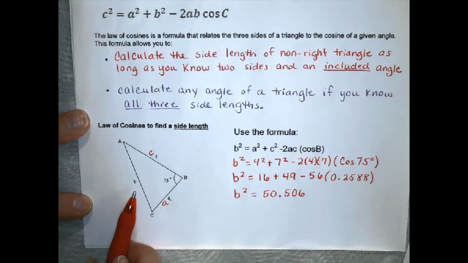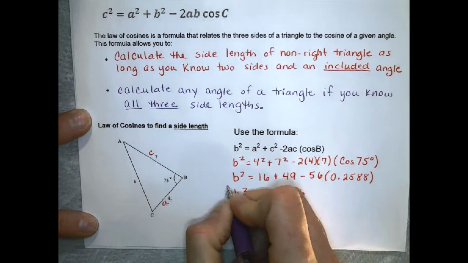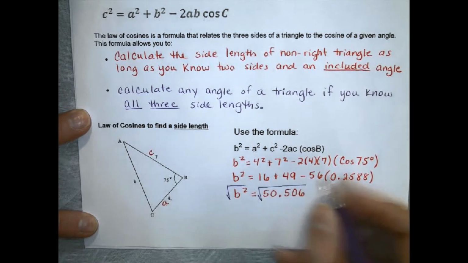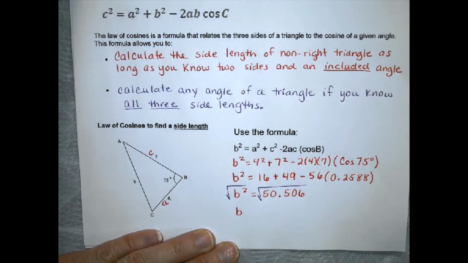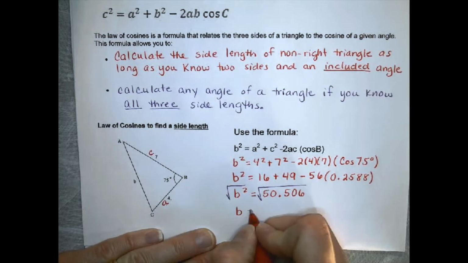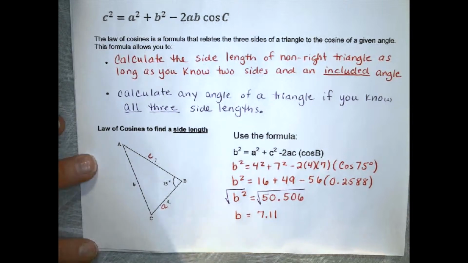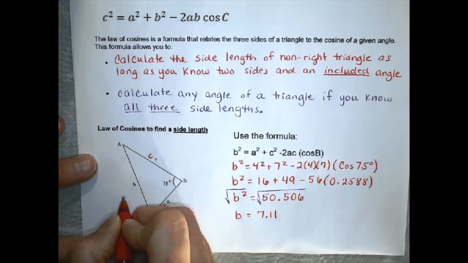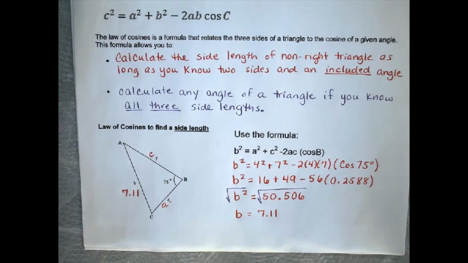But remember, I'm really not interested in b squared, I'm interested in b. So in order to solve that, I'm going to take the square root of both sides. And when I find the square root of b squared, I get b, and I find that the square root of 50.506 is approximately 7.11. So I have now found that side B is actually 7.11 units. And that's how we can use two sides and an angle to find the third side.